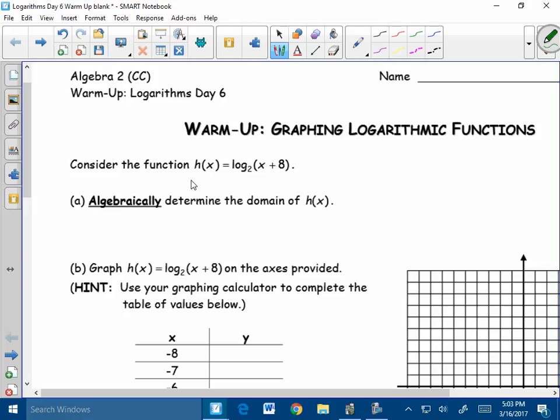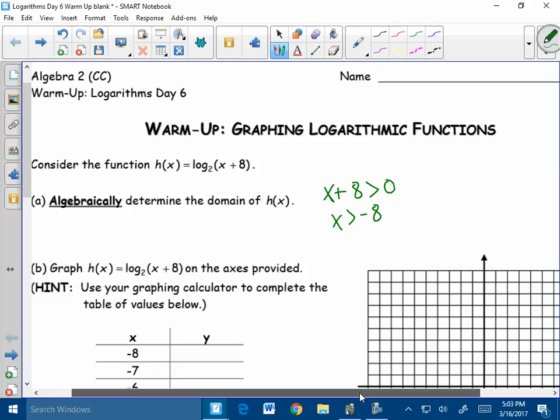It says to consider the function h of x is equal to log base 2 of x plus 8, and then to algebraically determine the domain of h of x. We recently discussed the domain of logarithms and how you can't take the log of a negative number or 0. So I'm interested in what's inside the parentheses, and I have to make sure that stays greater than 0. I'm going to take x plus 8 and set it greater than 0, and we end up getting x is greater than negative 8.